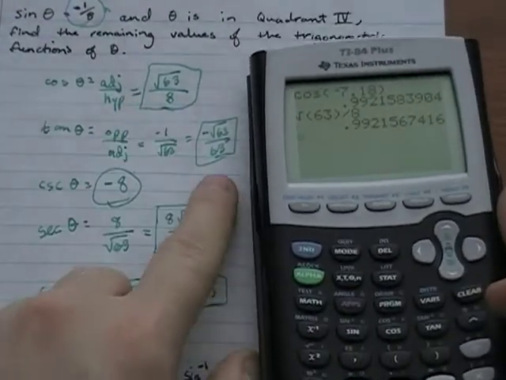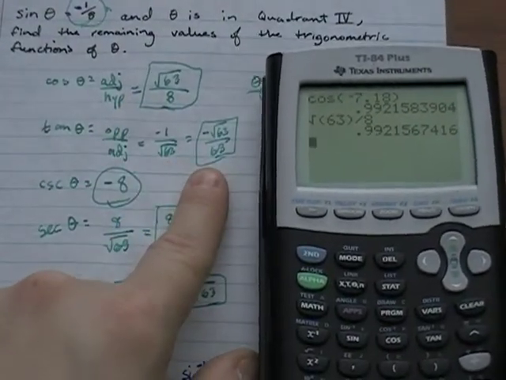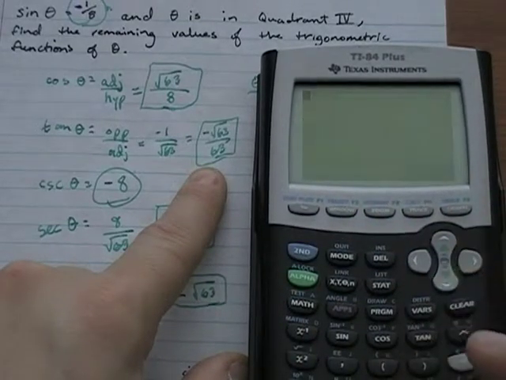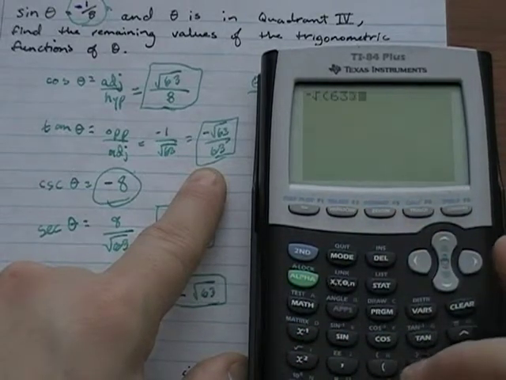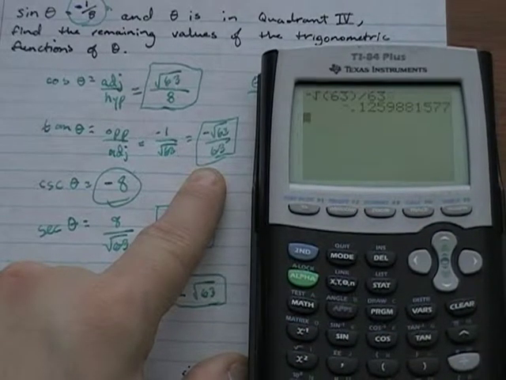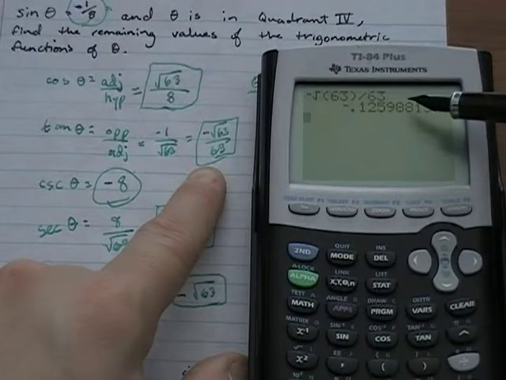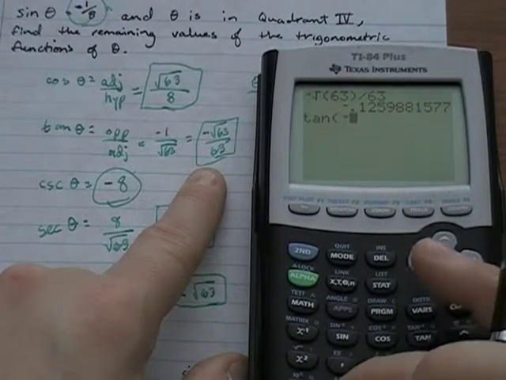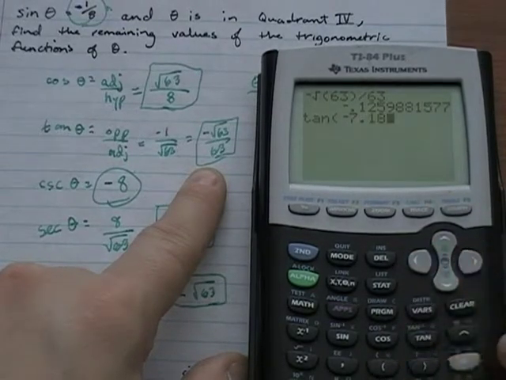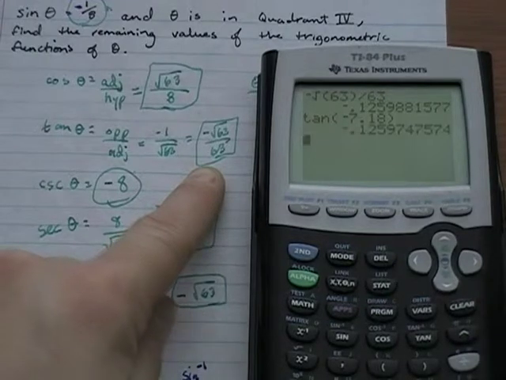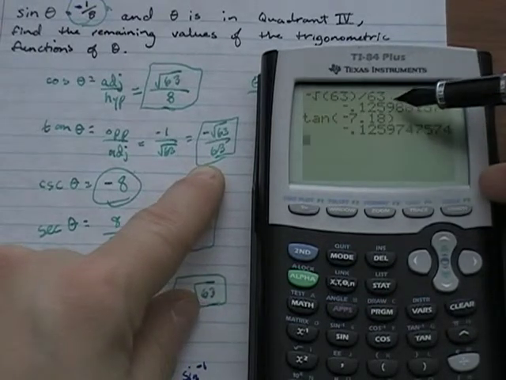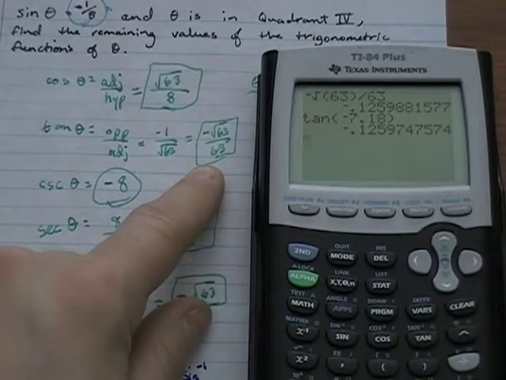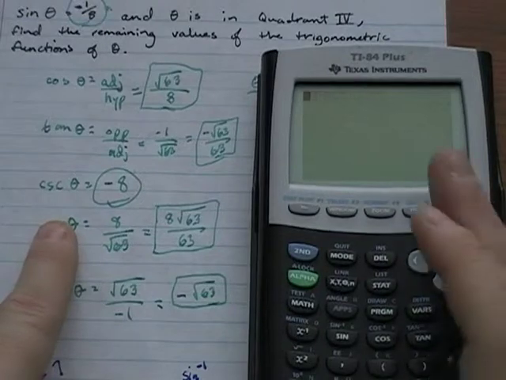Let's go to tangent. We said tangent was negative root 63 over 63. And I get this answer here, 0.125988. Now, what's the tangent of negative 7.18 degrees, which was the angle I found? Notice 1259, 1259, both negative. Same answer. Cosecant is fun.